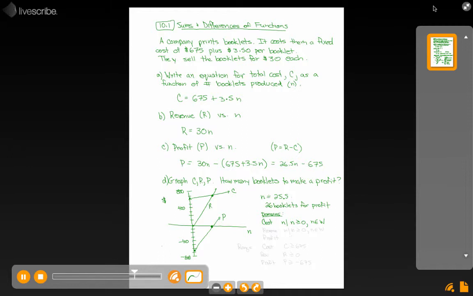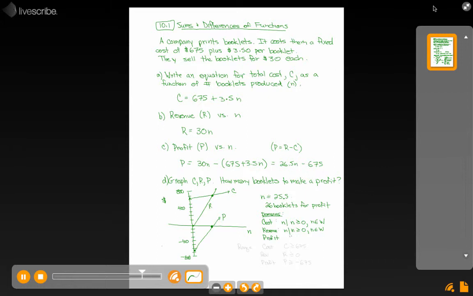For revenue, basically a very similar thing, that n also needs to be greater than or equal to 0, in that you can't really have a negative number of booklets. So for all of these, you have the same domain. So no need really for profit to rewrite it.